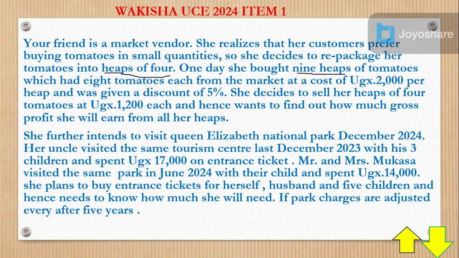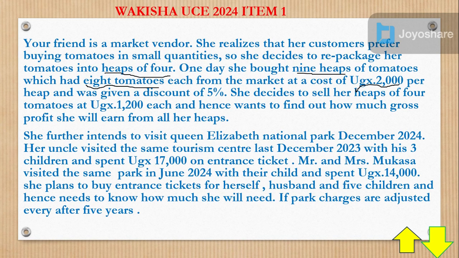One day she bought 9 heaps of tomatoes which had 80 tomatoes each, from the market at a cost of 2,000 shillings per tomato. I need to highlight this. Mark the cost: she bought at 2,000 shillings. I need to underline this. Alright, proceeding.